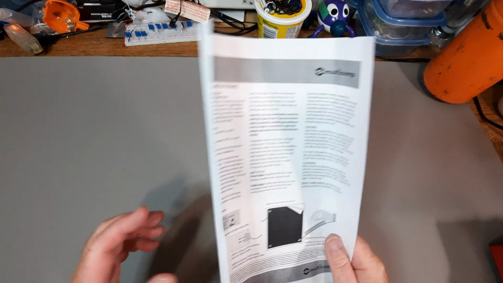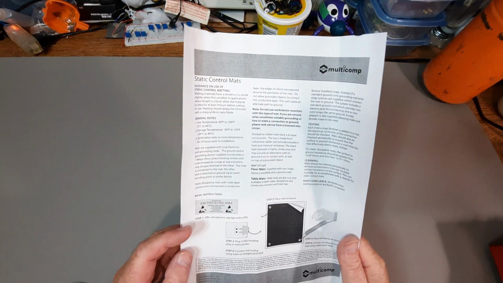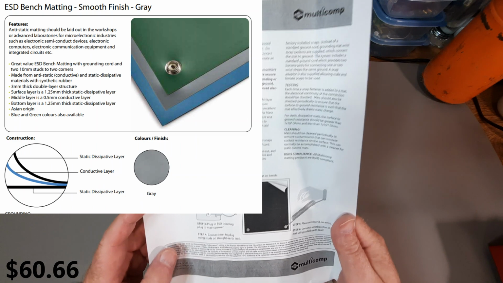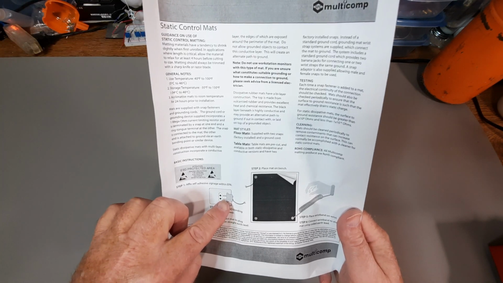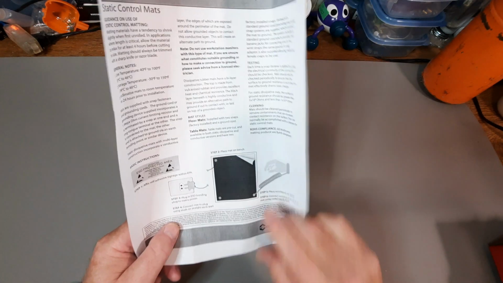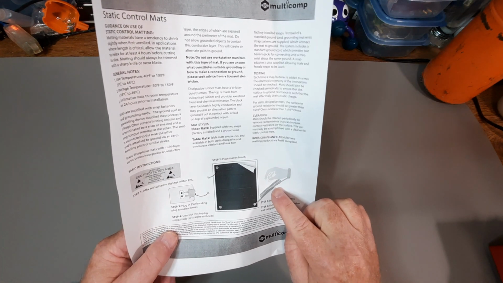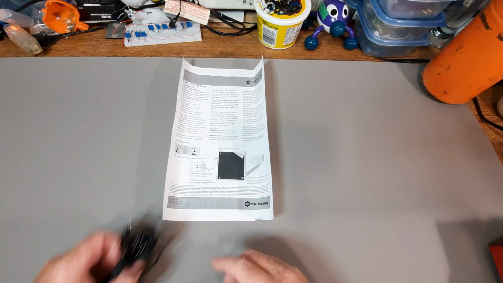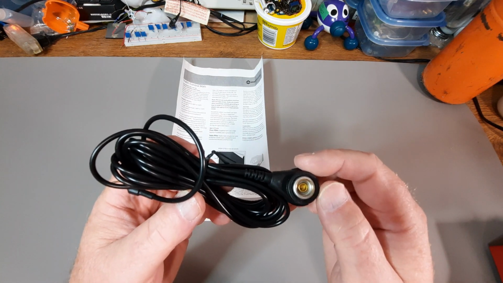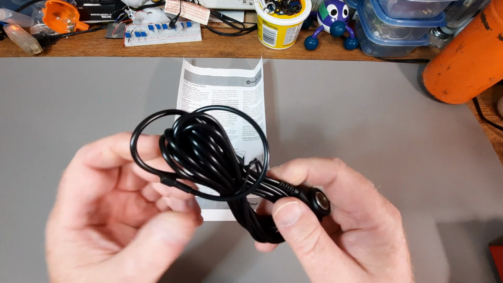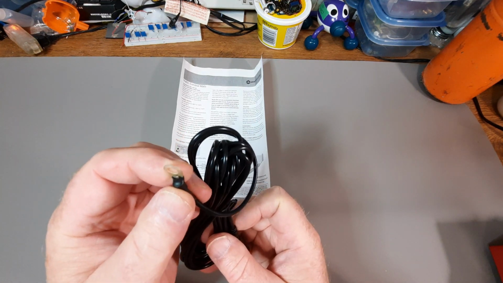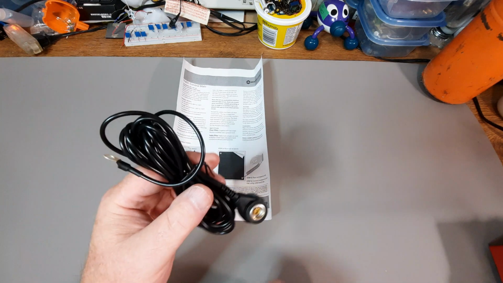So this cost $60.66 from Newark. And it comes with instructions on how to set it up. Mainly plug yourself into the ground of your mains and pick up separately a wrist strap. And this one actually came with the 10 millimeter connectors. And of course, the other end goes like that. And I'll have to figure out where to plug this in for the best grounding.